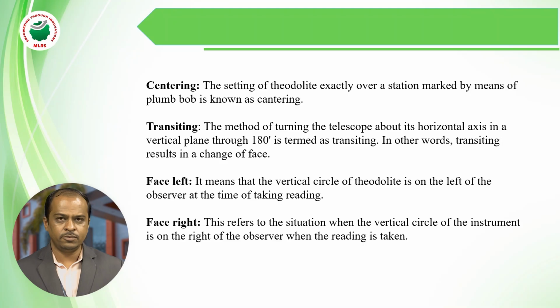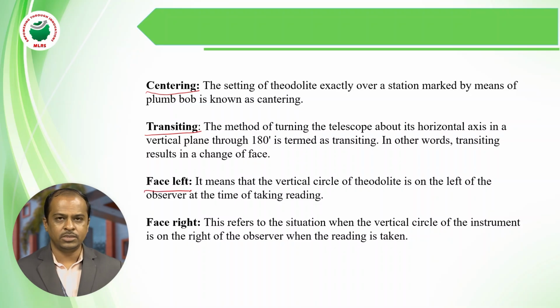Some common terms which we are using in theodolite surveying. First one is centering the instrument. Centering the instrument means we are placing the instrument over the station by spreading the legs of the tripod and bringing the instrument to the correct position with the help of the plumb bob. Next one is transiting. Transiting means rotating the telescope in a vertical plane about its horizontal axis by about 180 degrees. That one we call transiting.